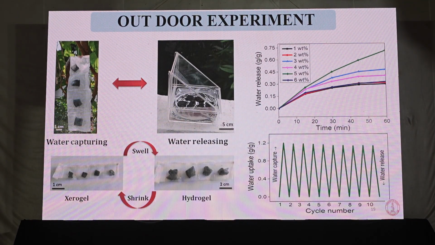For the outdoor experiment, the samples were packaged in a nylon mesh bag and kept outside the campus during night time for direct contact with the moisture. In the daytime they were collected and placed inside this prototype. When the prototype is completely sealed and placed under direct sunlight, the sunlight causes the material to release the collected water, which is evaporated and condensed on the sliding edge of the prototype, and that is collected.